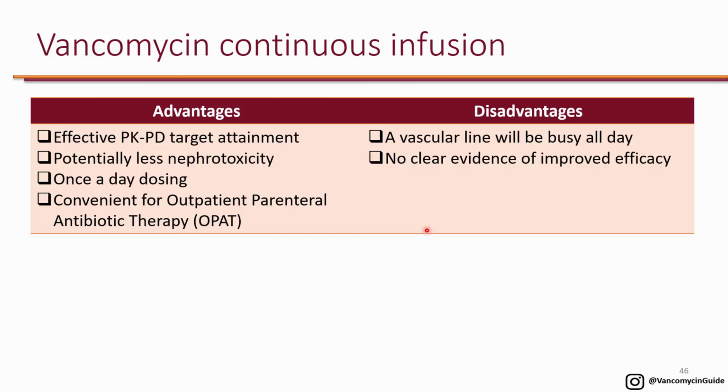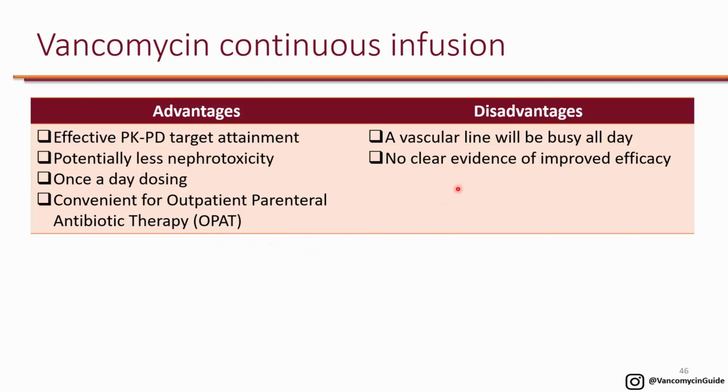Now, however, there are advantages and disadvantages to continuous infusion. So advantages would be effective PK/PD target attainment, and potentially less nephrotoxicity because you don't get those high levels of vancomycin in there. You don't get those high peaks. It basically becomes once a day dosing because you're infusing it over 24 hours. So it's literally you change the bag every 24 hours. In fact, because you only do this every 24 hours and infuse it over 24 hours, this is oftentimes used outpatient. So it's convenient for outpatient parenteral antibiotic therapy, or OPAT.